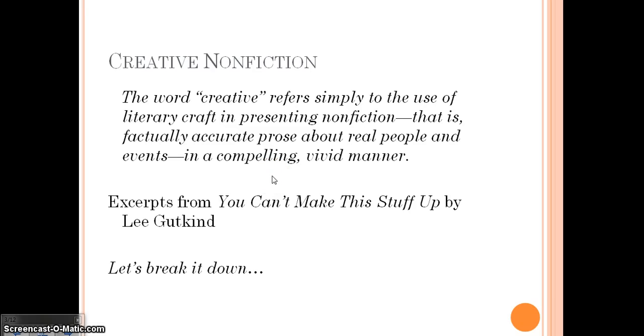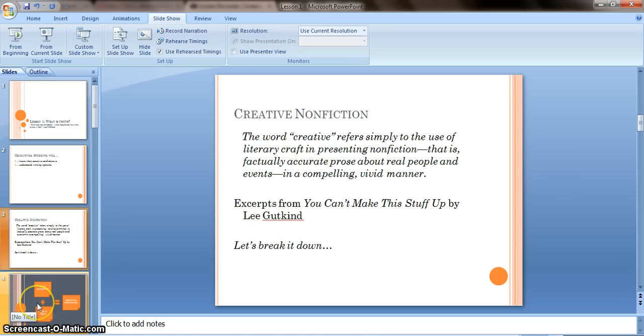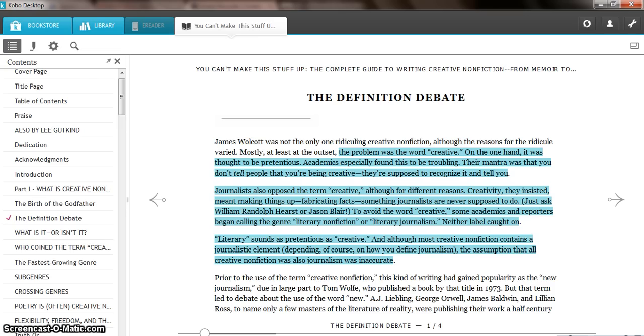I actually downloaded an ebook called You Can't Make This Stuff Up, and I wanted to show you a little bit of it here. Just give me a second to pull it up. This is a Kobo. It's an app, I know, as well, but you can get it on your desktop. So I don't know if anyone has this, but it's pretty cool. So I can highlight and annotate my text. So here's the definition of the debate of the word creative. I'm just reading the highlighted parts here to show you.